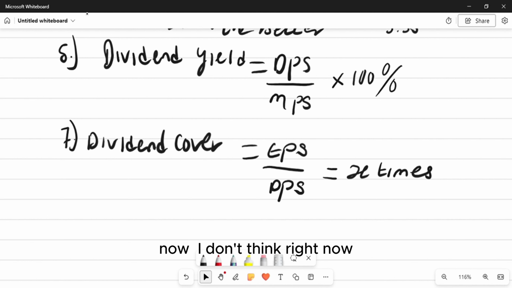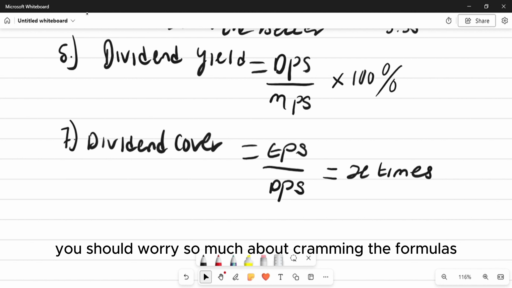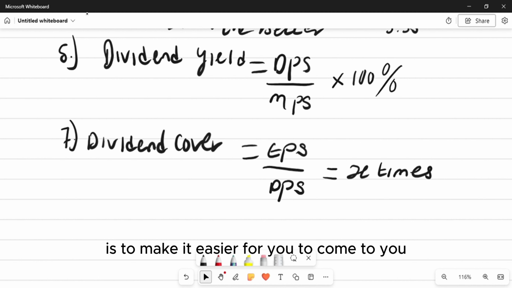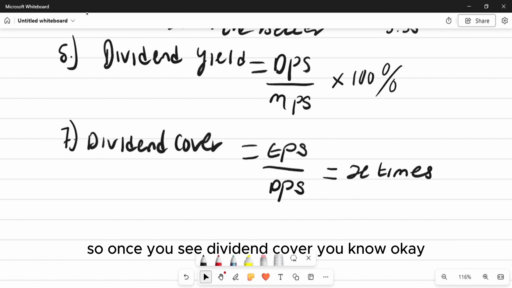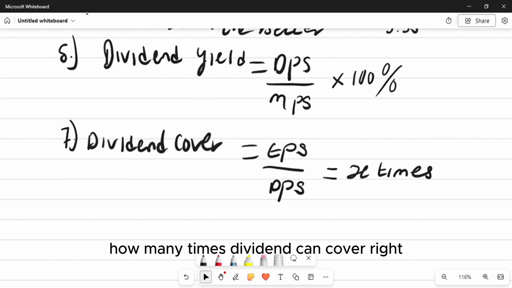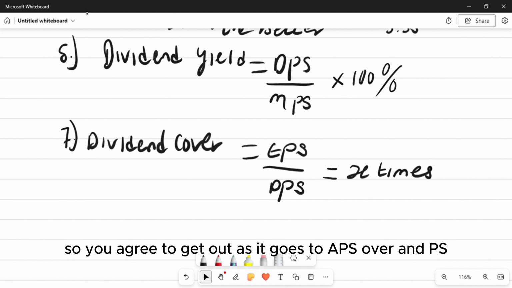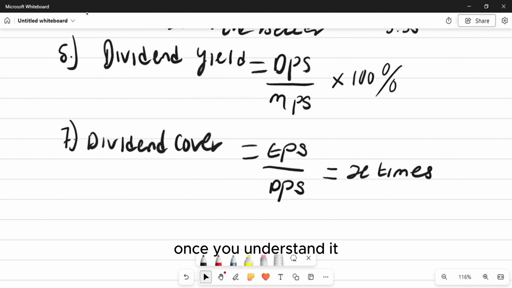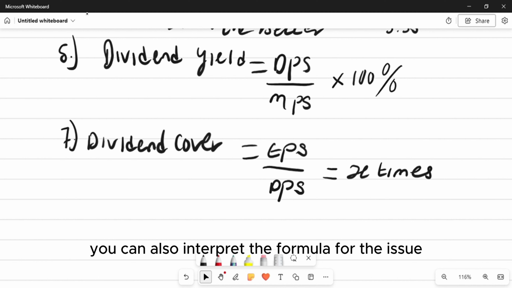Now I don't think right now you should worry so much about cramming the formulas, because once you understand each of these formulas, it becomes easier for it to come to you. So once you say dividend cover, you know, okay, how many times can earnings cover the dividend, right? So you'll be able to work out the formula. You don't need to start cramming everything. Once you understand it, you can remember the formula, and when you understand it, you can also interpret the ratio.